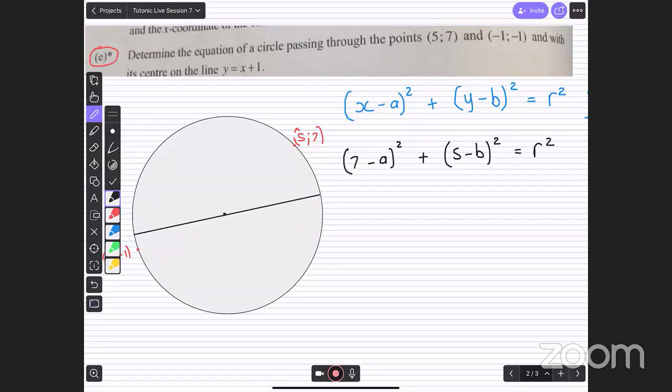And then you're saying, what's the next equation? Wouldn't you do the same for the other point as well? So what's the new equation going to be? -1 minus a squared plus -1 minus b squared is equal to r squared. Do you have the radius? You don't have the radius, right? No. Do you see a potential problem?